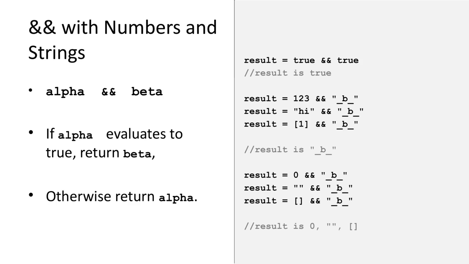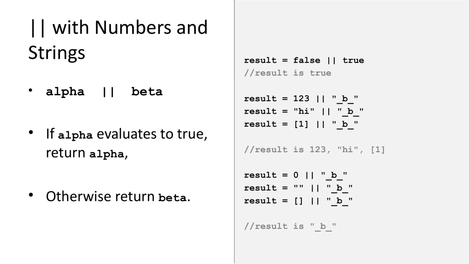Lastly, let's look at how the logical operators behave when both operands are either numbers or strings. For the AND operator, we usually say that it evaluates to true when both operands are true. But this is actually a special case of a more general rule. The general rule does not require the operands to be Boolean values, and it does not require the result to be a Boolean either. Given two operands, alpha and beta, the rule states that if alpha evaluates to true, return beta, otherwise return alpha. Or in a short form that is easier to remember, if A then B, otherwise A.